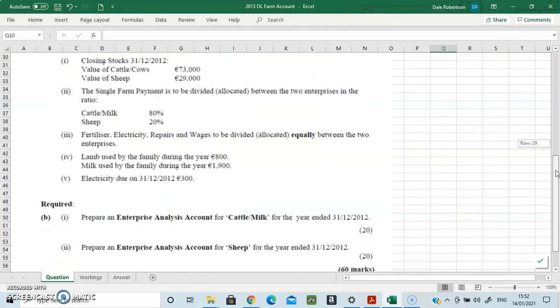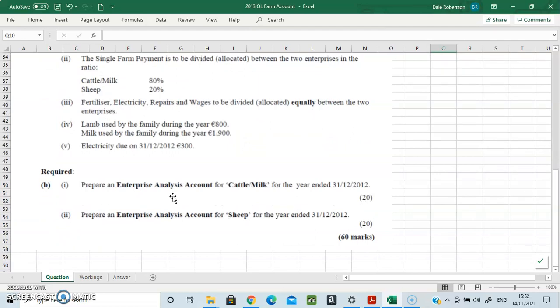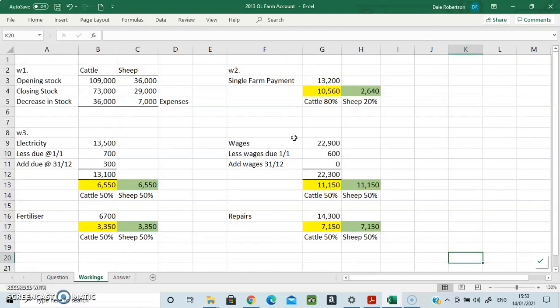I should have said at this point, what have you been asked to do in part B? You've been asked to do an enterprise analysis account for cattle and then separately an enterprise analysis account for sheep. So it's basically an income and expenditure account for each section of that farm, the cattle and the sheep, and you do that separately. So let's look at some of the workings.